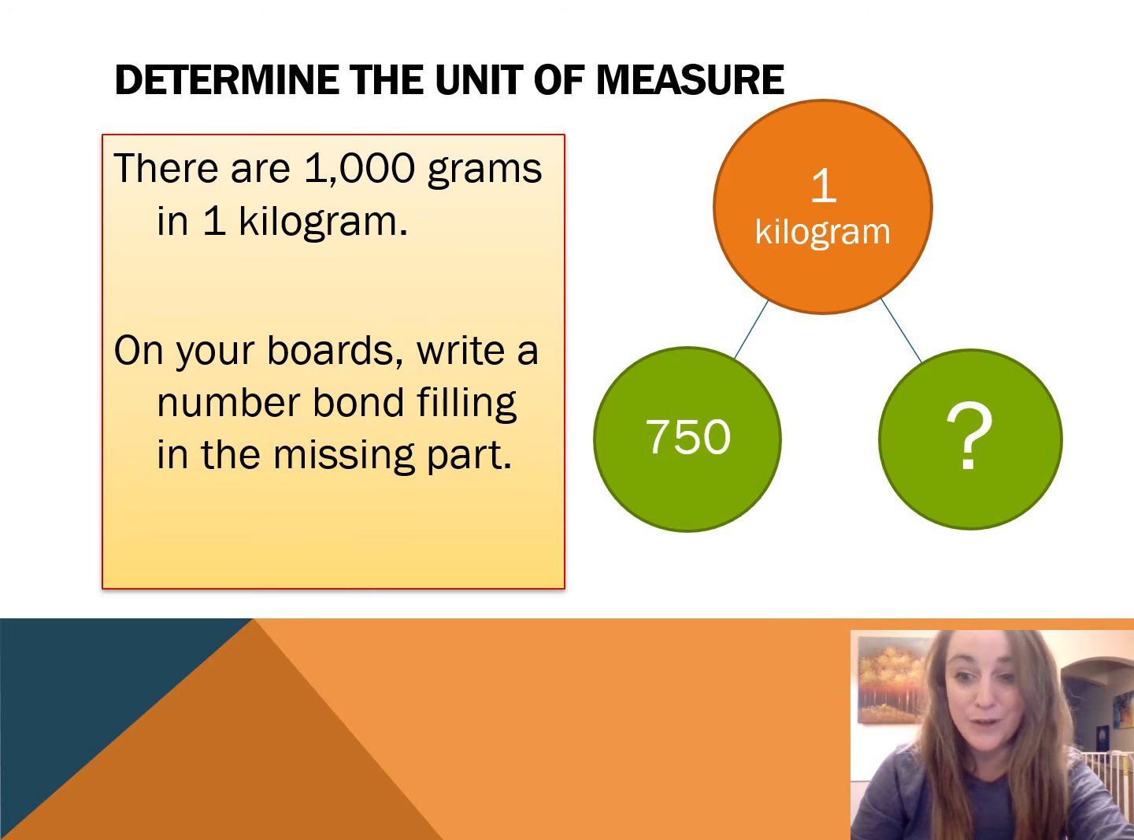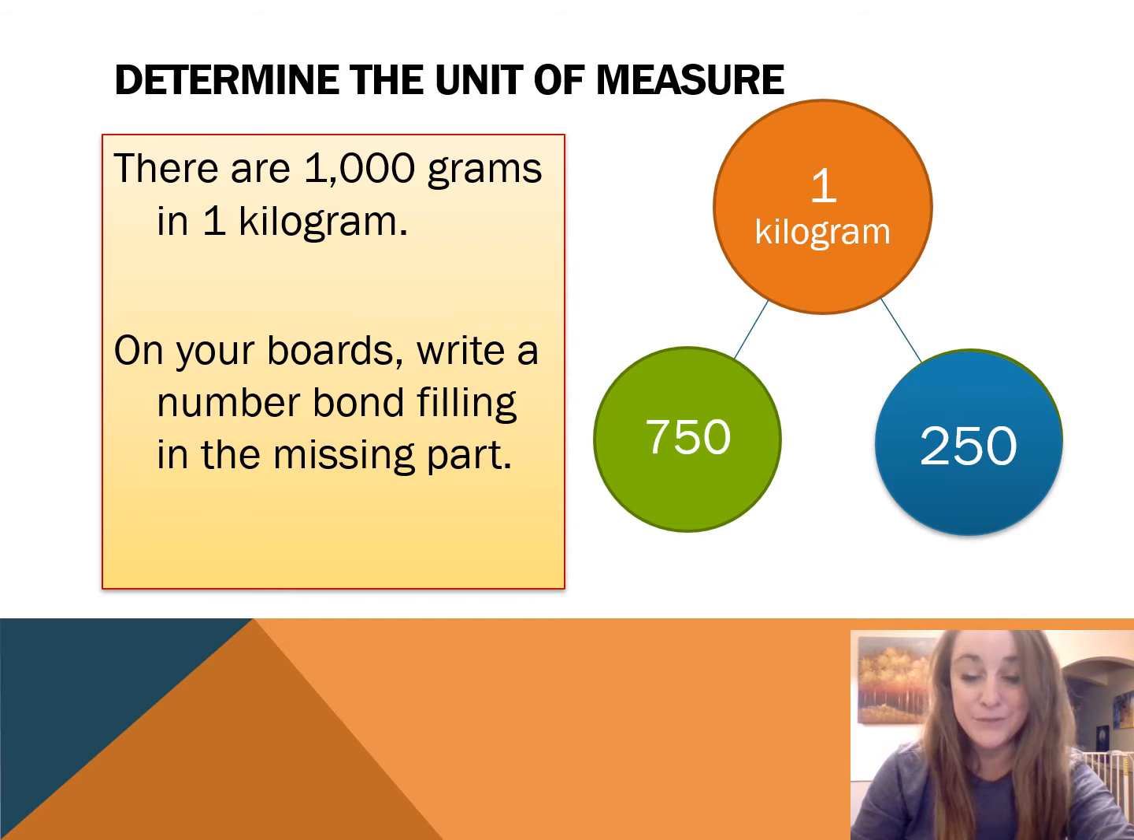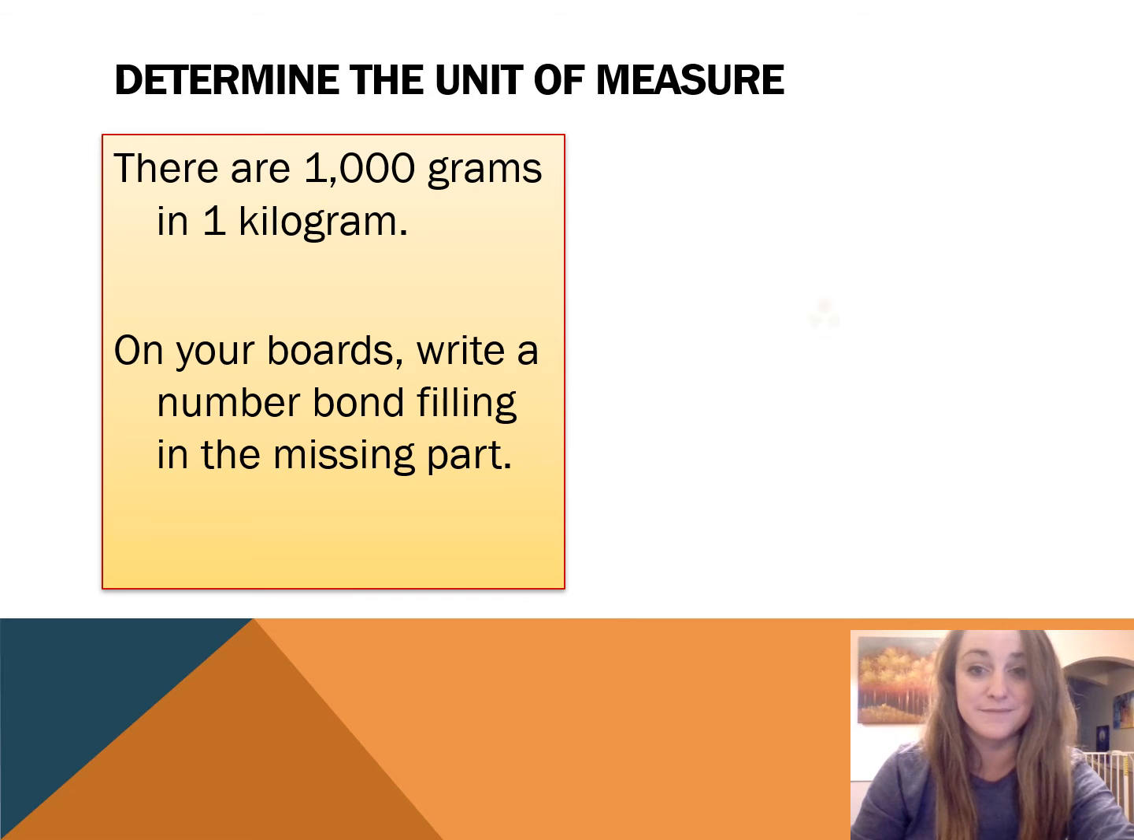Now let's make it a little harder. 750 is our known part. What is our missing part? 250. 750 plus 250 will equal 1,000. That makes me think of 7 plus 2 equals 9. Then 50 plus 50 equals 100. So together it would be 1,000.